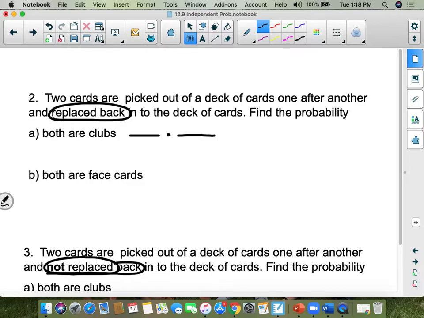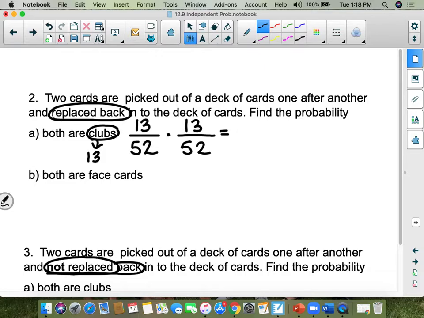Remember I told you that there are 13 clubs, and you can go back to probabilities and look at your deck of cards if you don't remember them. But there are 13 clubs and there are 52 cards. So you put 52, and you're trying to get clubs. Well, you put 13 up there because you have 13 out of 52. Okay, notice what the word says. You're going to replace that club back into the bag. If you replace it, don't you still have 52 cards? And don't you still have 13 clubs?